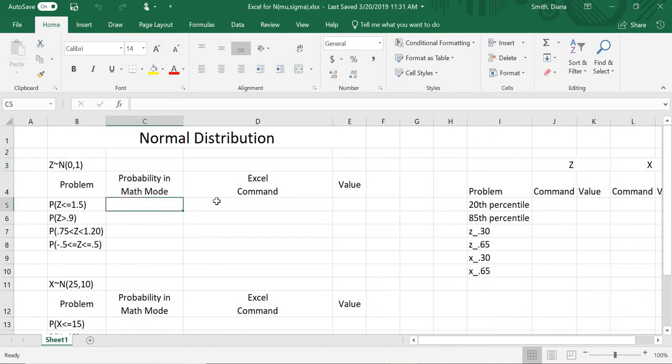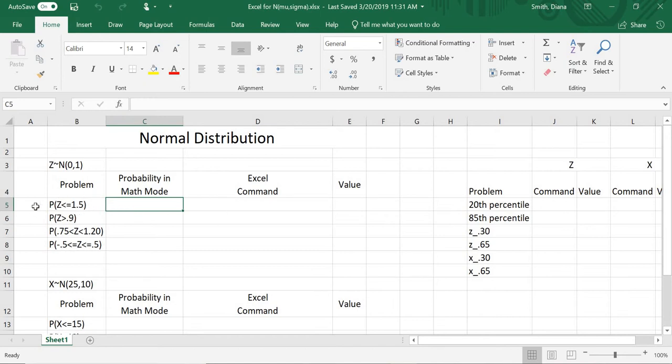Just like with the other types of probabilities in Excel, the binomial and the Poisson, we have them in terms of the probability of Z being less than or equal to a number, or the height of our normal distribution, which is kind of equivalent to the probability that Z equals a number, but not quite.